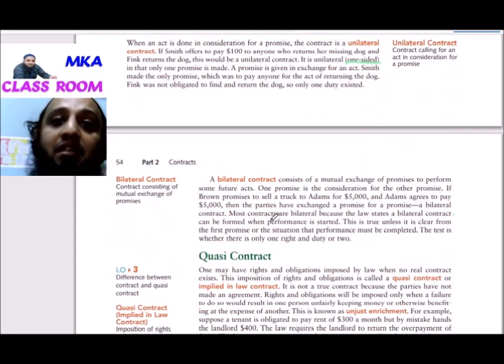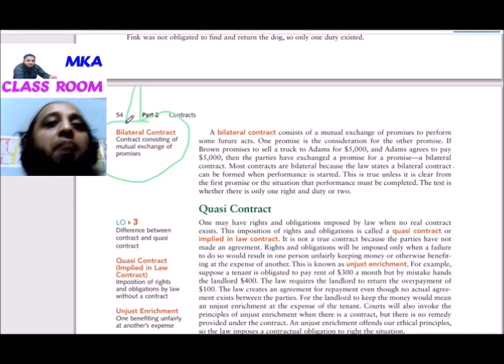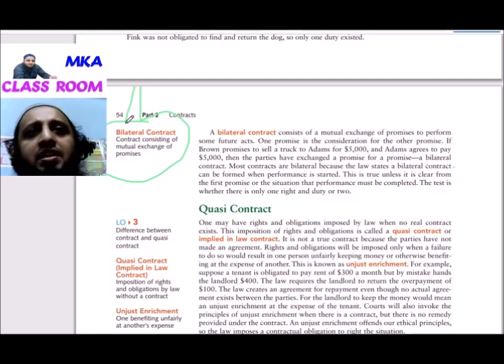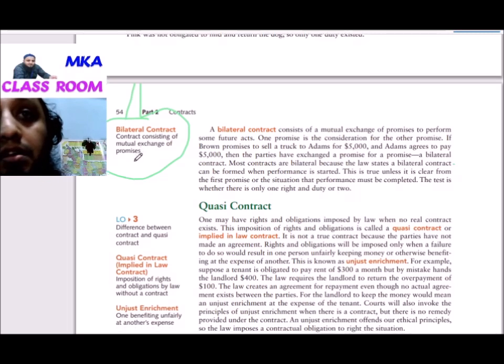Another is the bilateral contract, consisting of a mutual exchange of promises. Actually, all contracts are bilateral contracts. That means all the parties agree to an exchange, such as your friend tries to sell his bicycle to you for 500 taka, and you say I will pay you 500 taka for your bicycle. That is the bilateral contract. Whenever you take his bicycle and you pay 500 taka, that is the bilateral contract.